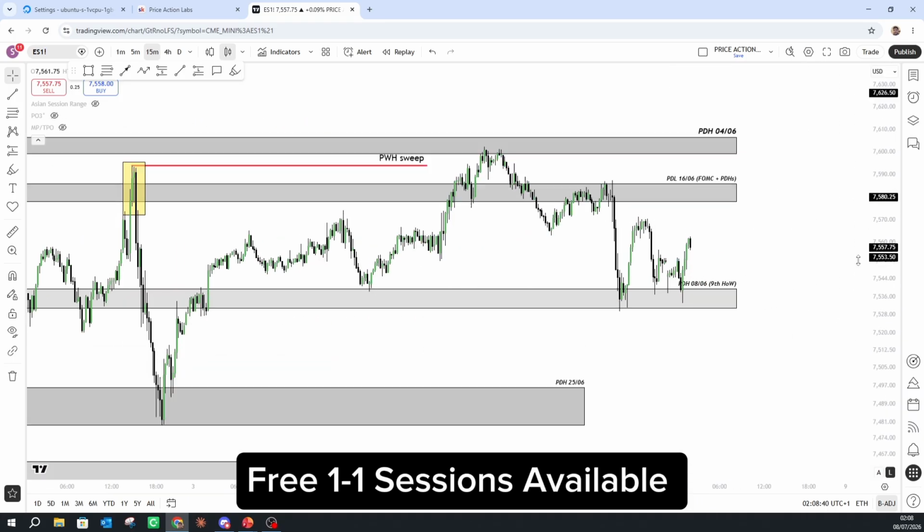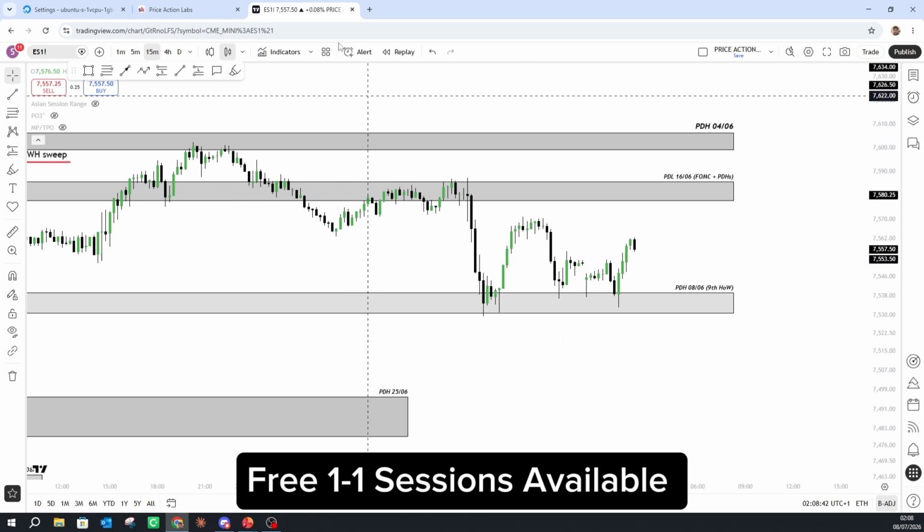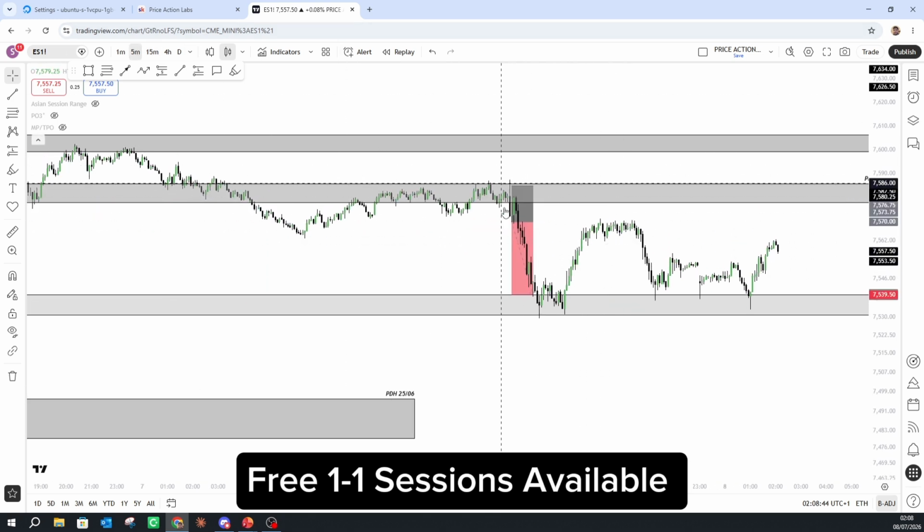This was the actual short, right? It was very simple, very sort of clean short, right? So there was the short. So from roughly 75.78 down to 75.40.